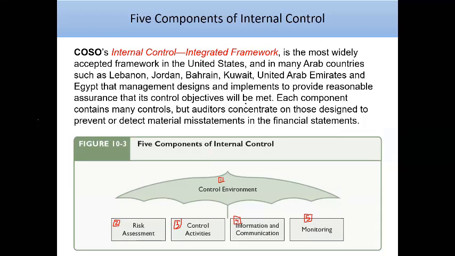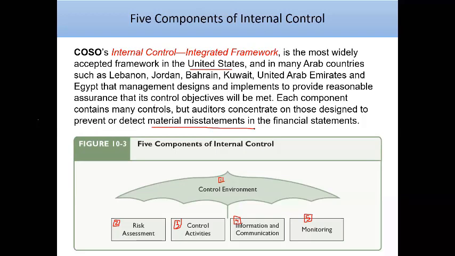Right. What is the COSO internal control integrated framework? Actually, as we said before, it is the framework that determines the effective internal control criteria. And it is the most widely accepted framework in the United States and many Arab countries like Lebanon, Jordan, Bahrain, Kuwait, United Arab Emirates, Egypt, that management designs and implements to provide reasonable assurance that its control objectives will be met. And each component contains many controls, but auditors concentrate on those designed to prevent or detect material misstatement.